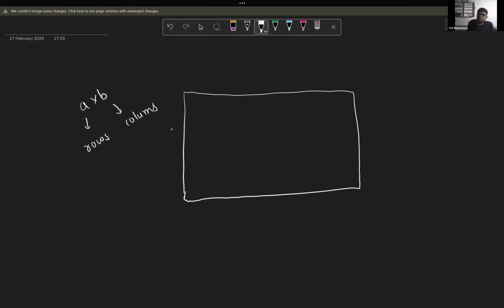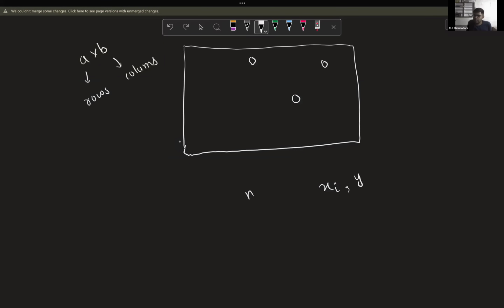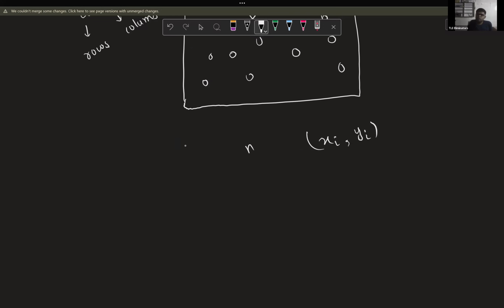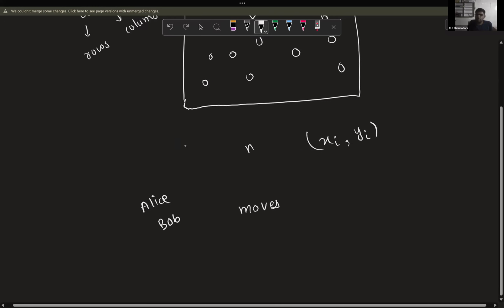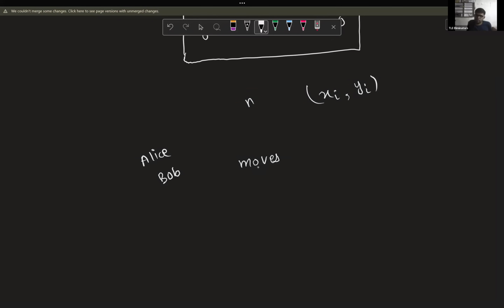At some of these positions, we will be given some endpoints, where xi comma yi is the ith point. So in this way, we will be given coordinates for some points, and we will be given some moves. There are two people, Alice and Bob, playing a game. They will play their moves one by one. When any one of them is having their move, they will choose a character and they will choose a value of k.